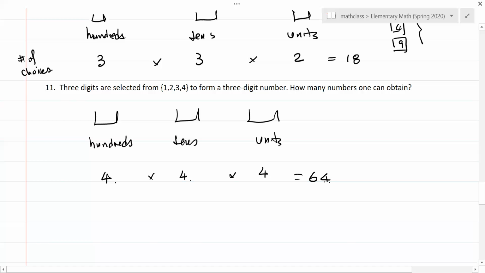So let's stop here. The idea is very simple. At each step, if you figure out the number of options, then the number of ways to complete all the steps will be the product of those numbers.